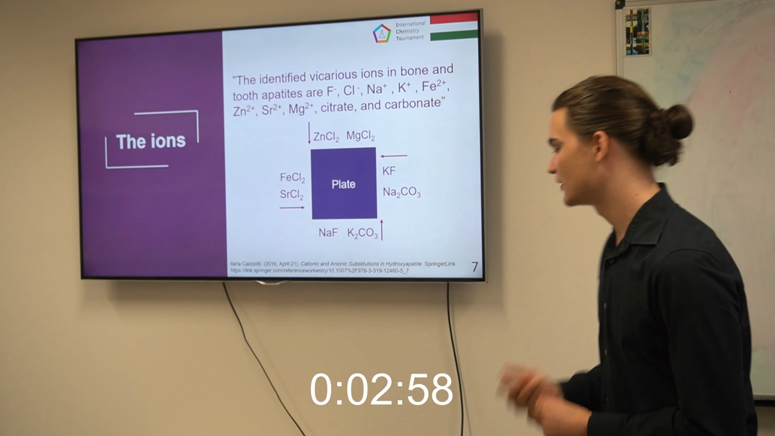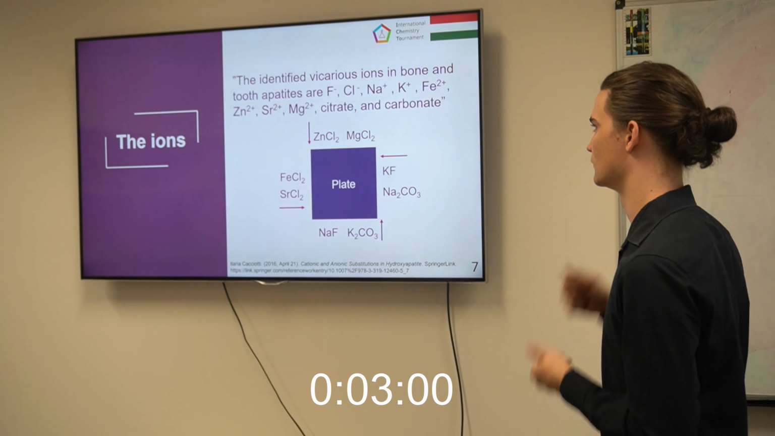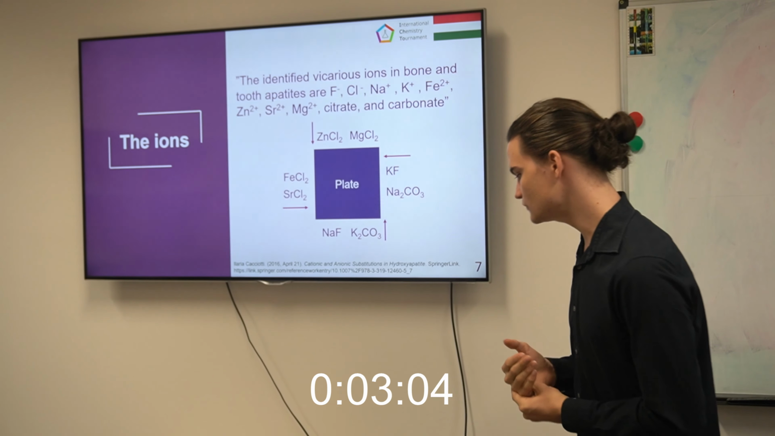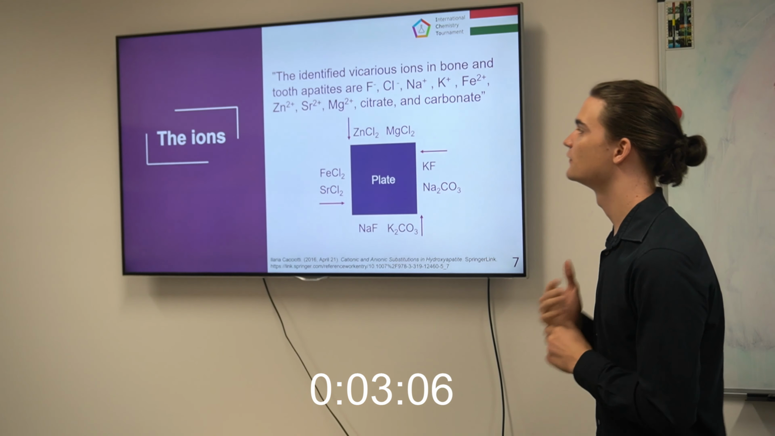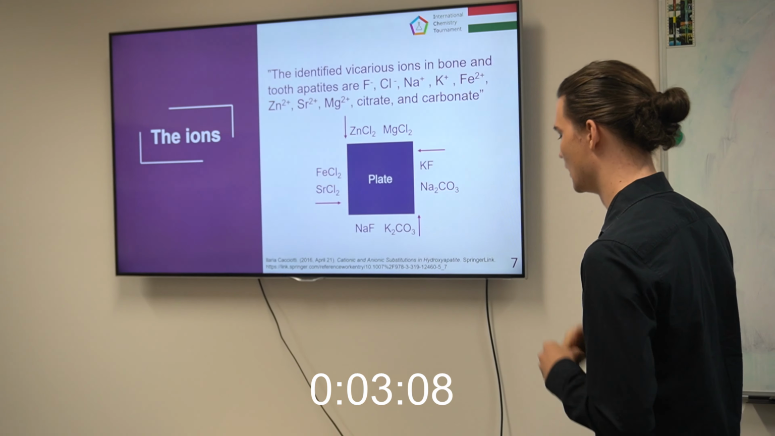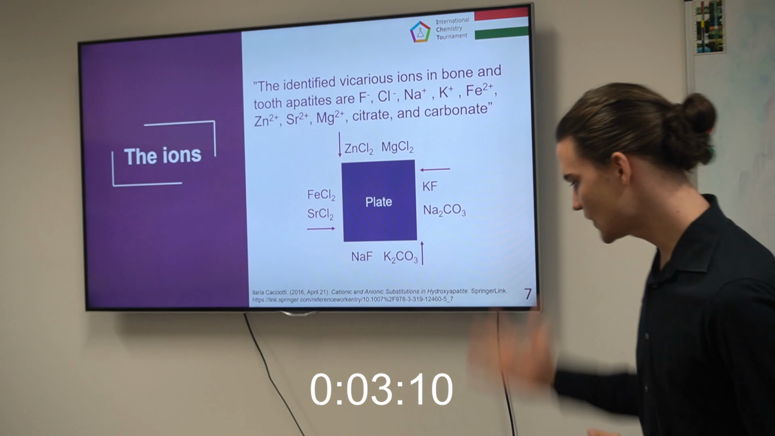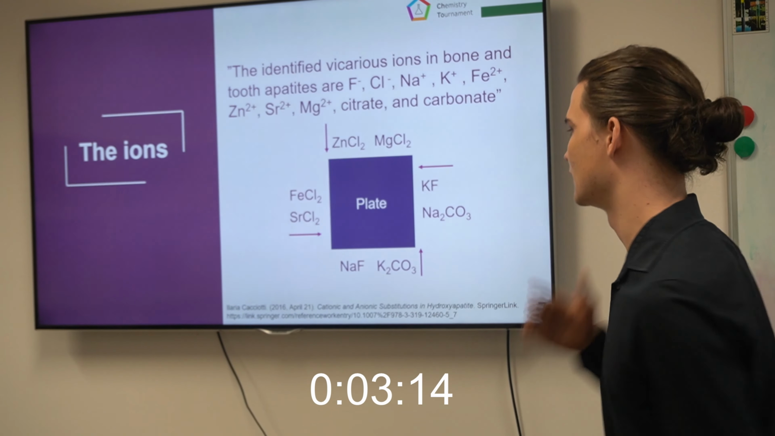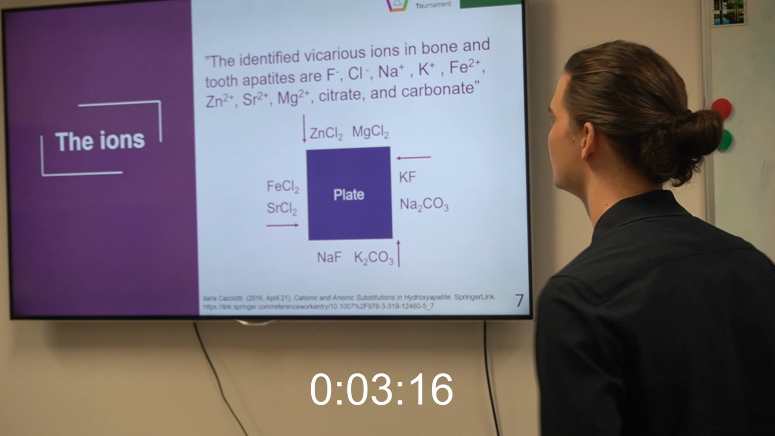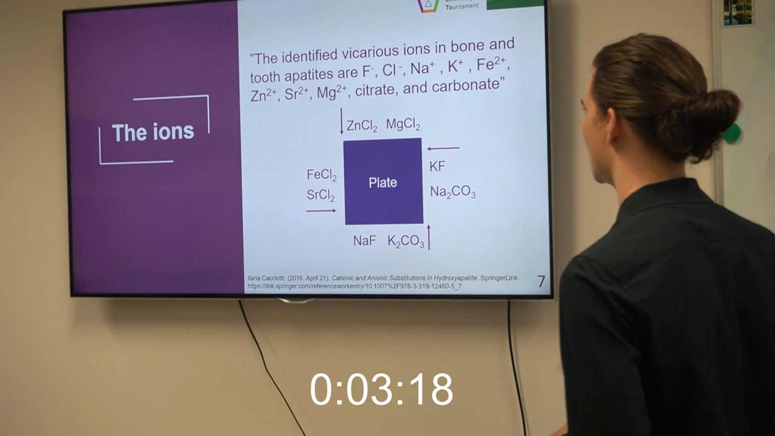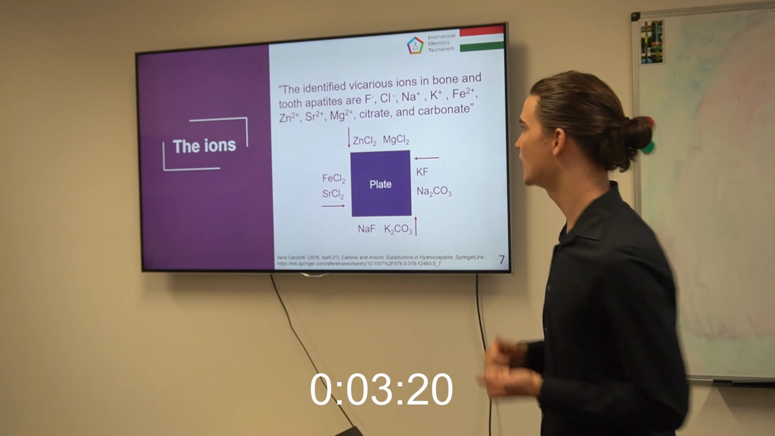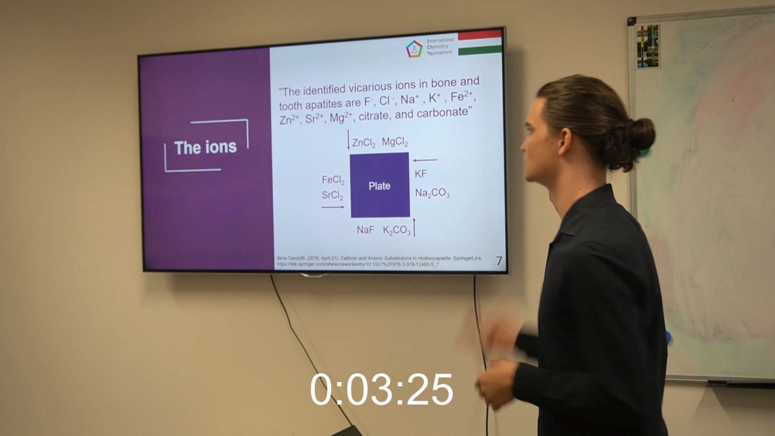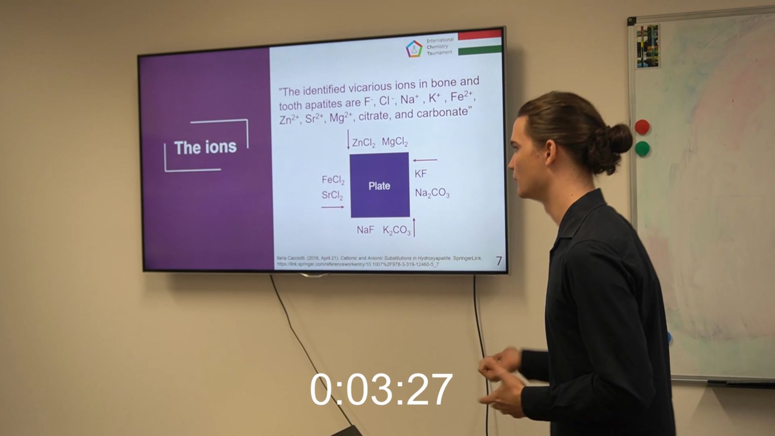And now I've talked a lot about the ions that can be substituted onto the crystal particles. But what are these ions? According to literature on cationic and anionic substitutions in hydroxyapatite, the identified vicarious ions in bone and tooth apatites are fluoride, chloride, sodium, potassium, divalent iron, divalent zinc, strontium, magnesium, citrate, and carbonate.